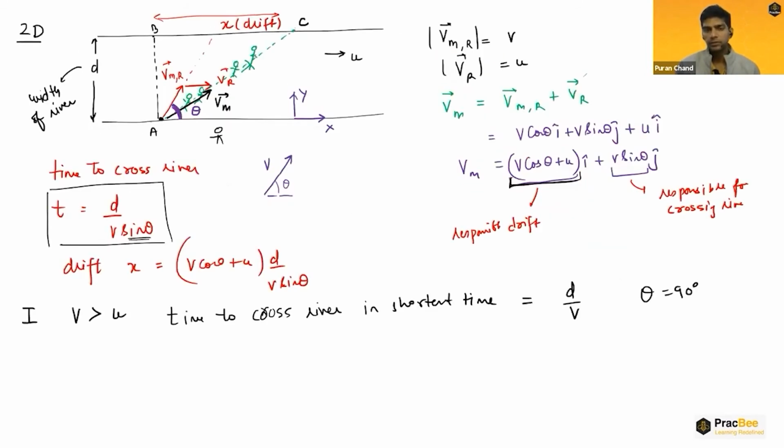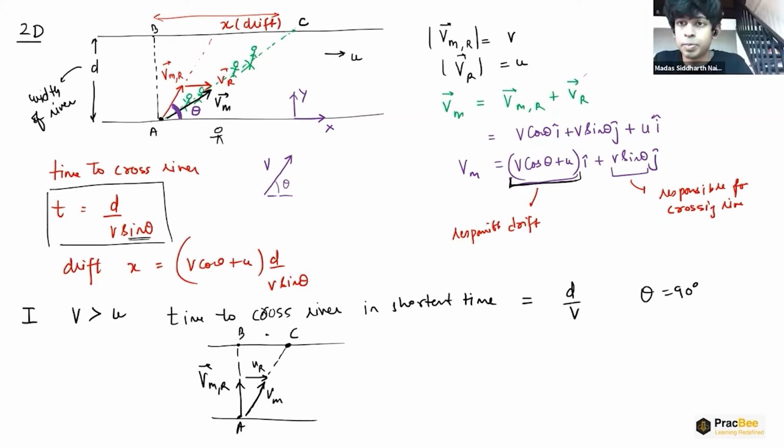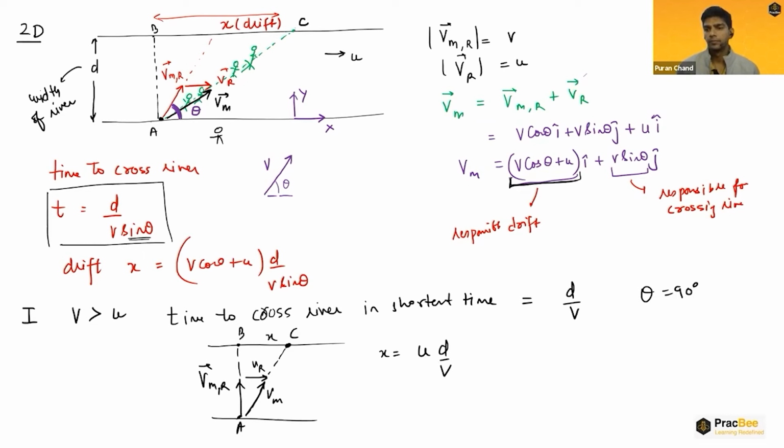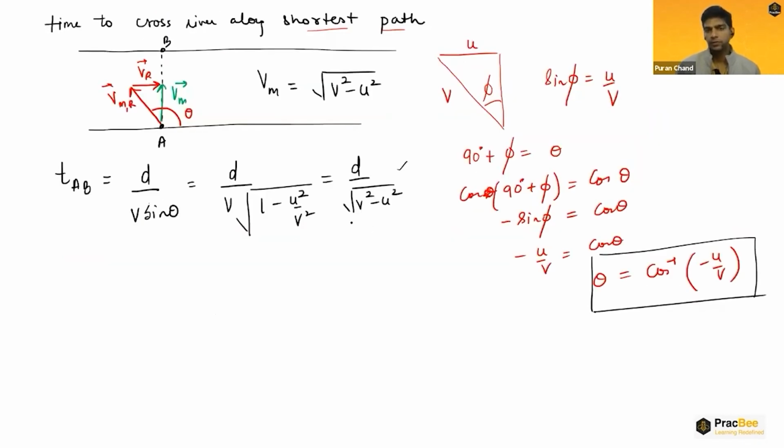So we have seen two important cases. In order to cross the river in the shortest time, the shortest time will be D by V and the angle will be 90 degrees. So let me draw here. This is A, this is B, and this is C. So the person will reach at C, so there will be some drift, and in this case your drift will be your U times the time, right? Got it? And in the other case, we have found the time and the angle at which the person should swim. Right. So now let us see another case.